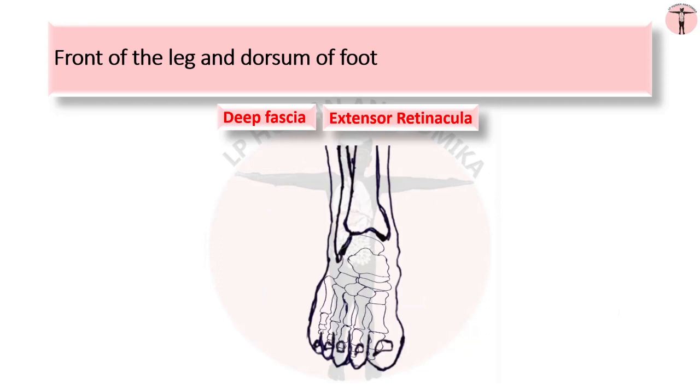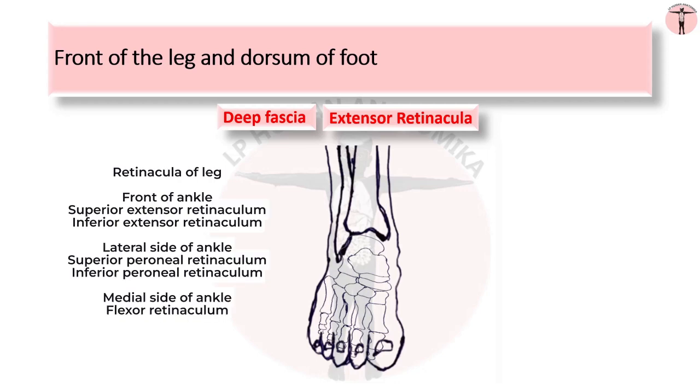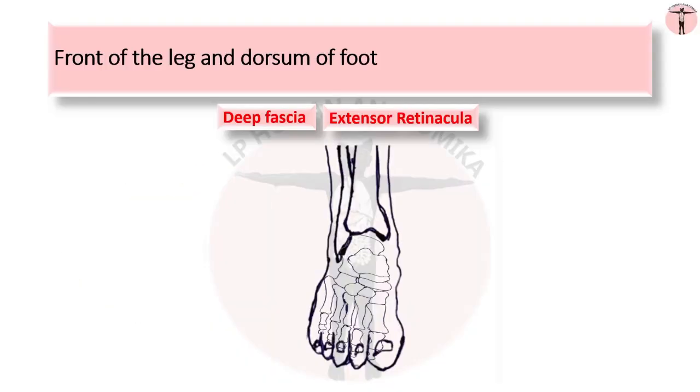At the ankle, the deep fascia forms thickened bands called retinacula, which hold the tendons close to the joint and prevent them from springing forwards in dorsiflexion of the ankle. There are two retinacula on the front of the ankle, superior and inferior extensor retinacula. On the lateral side, there are two, superior and inferior peroneal retinacula. One on the medial side of the ankle is called the flexor retinaculum. We will discuss the extensor retinacula in this session.